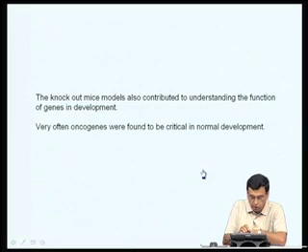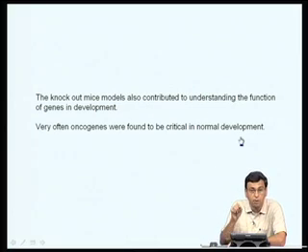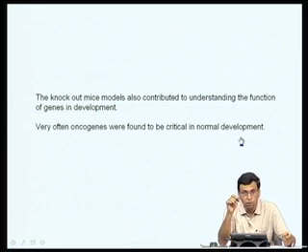So the knockout mouse models also contributed to the understanding of the function of genes in development. In fact, very often oncogenes were found to be critical for normal development. As I told you in one of the first slides, Mario Capecchi, when he knocked out the INT2 gene, which is a proto-oncogene, saw a lot of developmental abnormalities. So it became very clear that many of these proto-oncogenes, which are involved in cancer development, play a very important role during embryonic development. These were very interesting results that came out of knockout mice research.